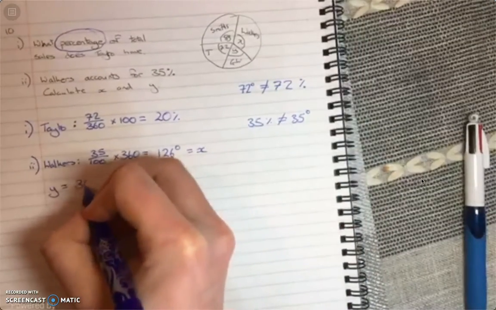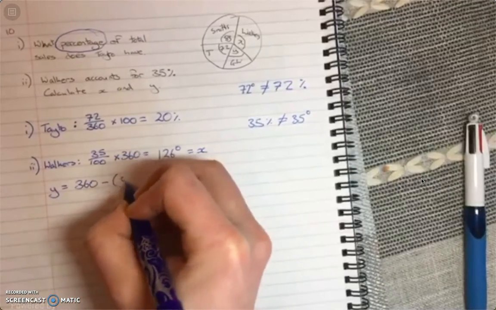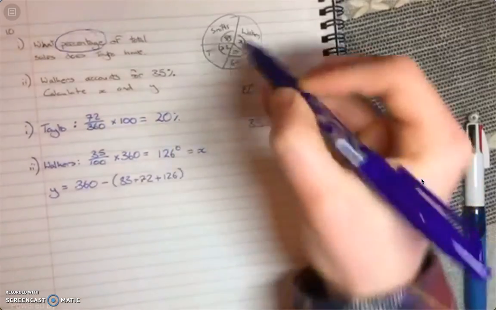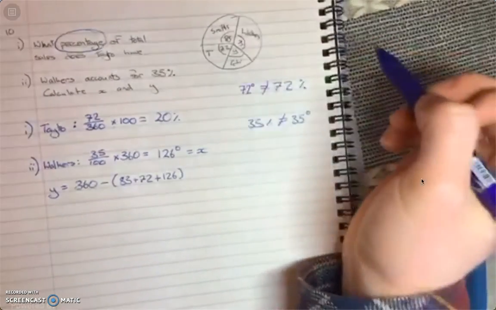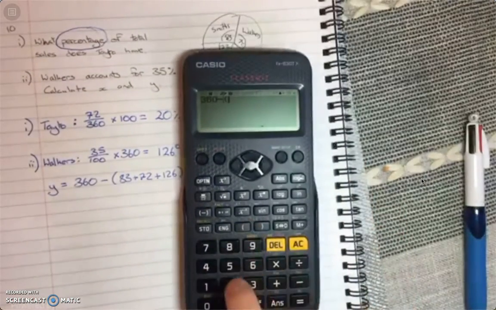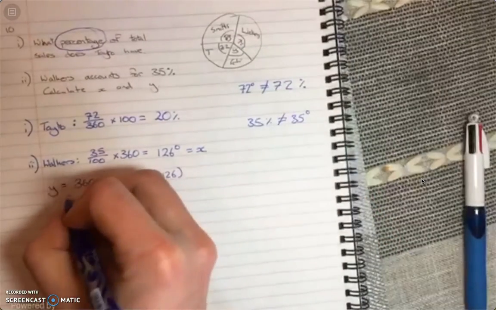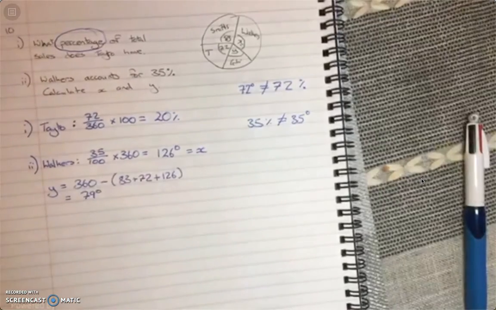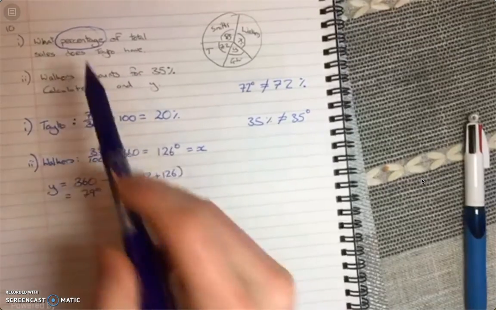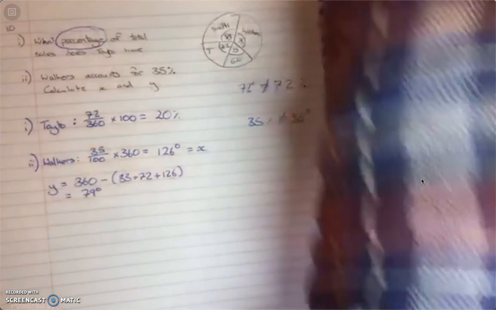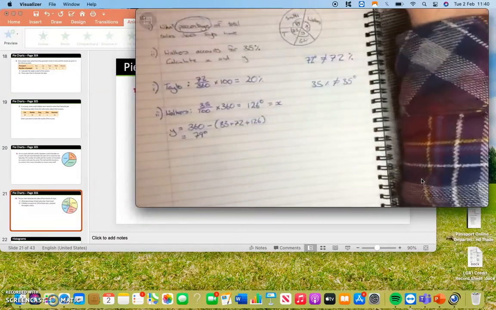We're just going to do 360 take away 83 plus 72 plus 126. So you're going to add the three angles, this one here, and the one we just found, and take it away from 360. So 360 minus 83 plus 72 plus 126, and we get 79 degrees. Okay, so just be careful there when it talks about percentage, okay? That's why I just wanted to go through that question there, okay? Apart from that, it's just a few questions for homework, which are actually not too much as well.